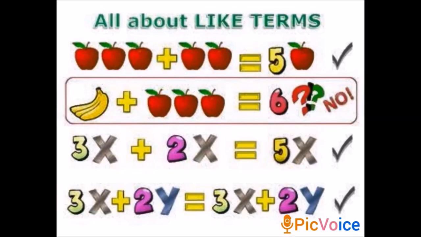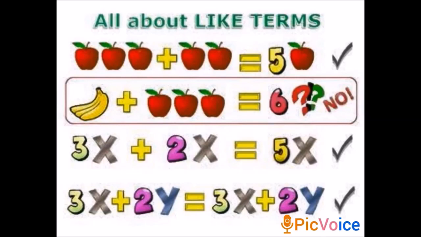See the second row. You are seeing 3 bananas and 3 apples. Since banana and apple are different kinds of fruits, we can't combine them. That is, we can't add them. So we can't write the answer. Similarly, only like terms should be added or subtracted. Do you understand, children?